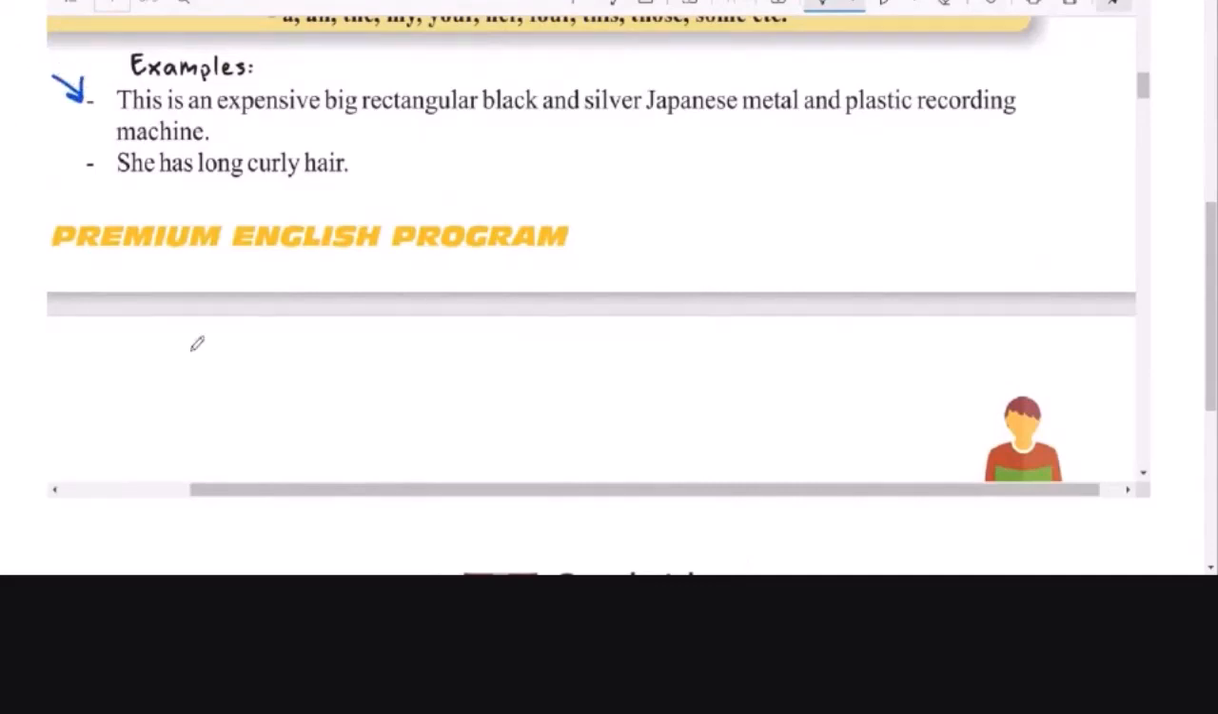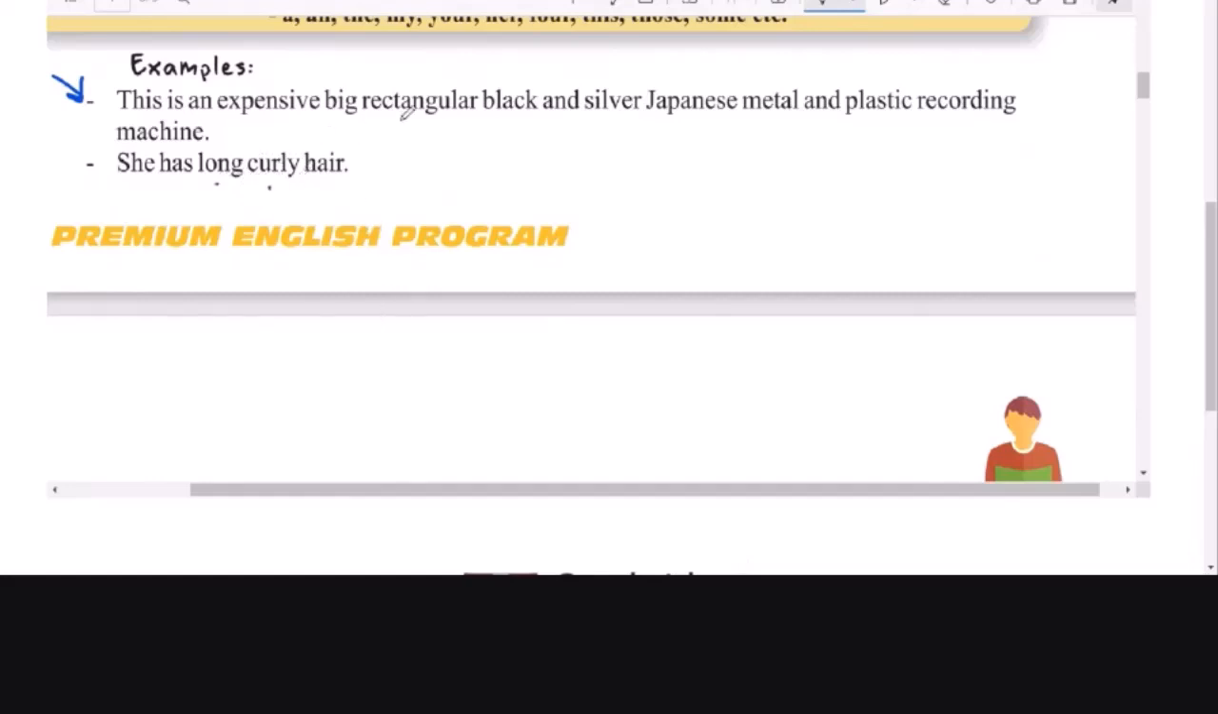Yes, teacher. This is an expensive, big, rectangular, black and silver Japanese metal and plastic recording machine. A lot of adjectives, teacher. Yes, there are. She has long curly hair. Just 1 and 2, right?